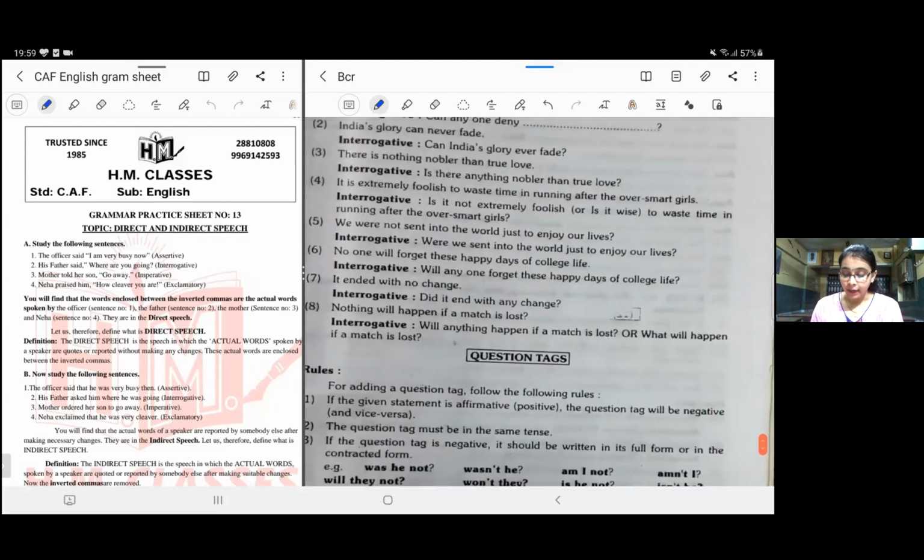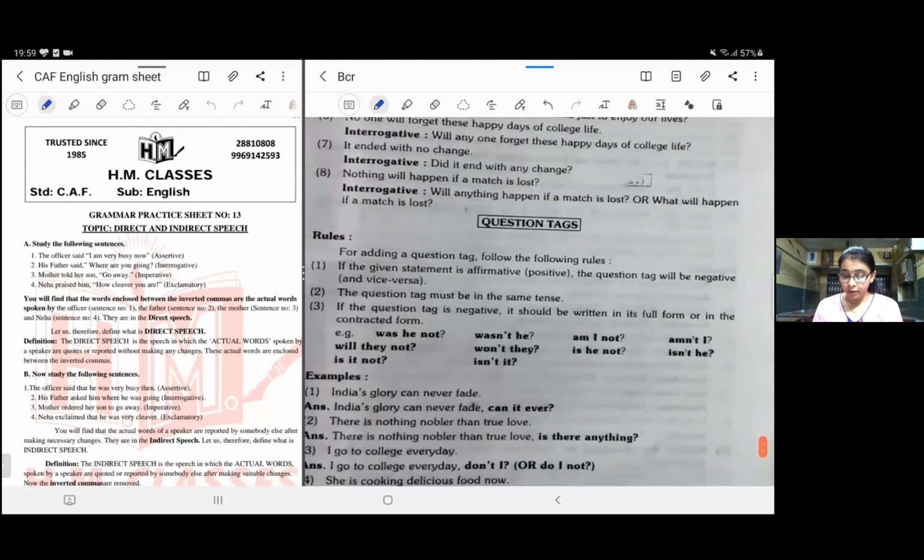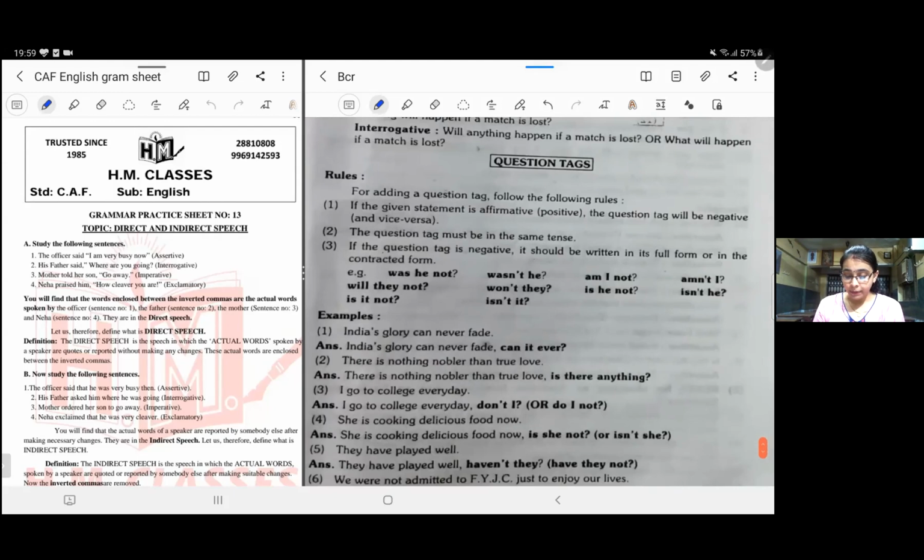Next is question tag. Question tag क्या है? Examples are given here. Was he not? Will they not? Wasn't he? Was he not का क्या हो जाएगा? Wasn't he? Am I not? Right?